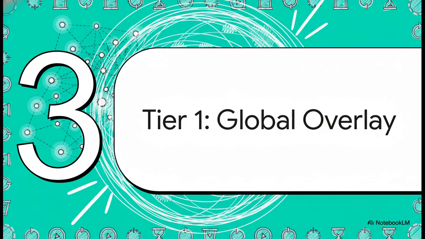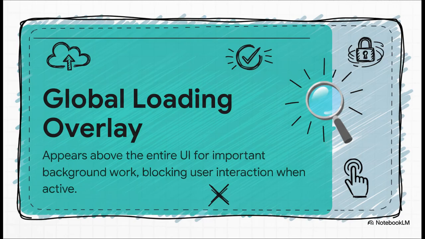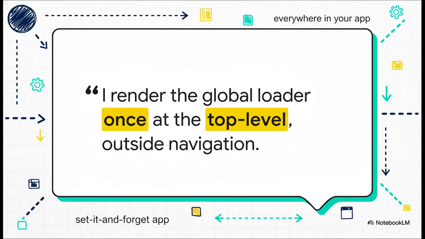Okay, first up, Tier 1, the global overlay. Think of this as your app's universal, please wait, something important is happening signal. It's simple, it's consistent, and it is powerful. Its job is to cover the entire UI, blocking any accidental taps while a critical action, like saving data or submitting a big form, is happening in the background. It's the ultimate safeguard. And what's really key here is how you implement it. You don't need to sprinkle this component on every single screen. Nope. You just define it once at the very root of your application, and it's ready to be called from anywhere in your app, whenever you need it. It's set it and forget it.